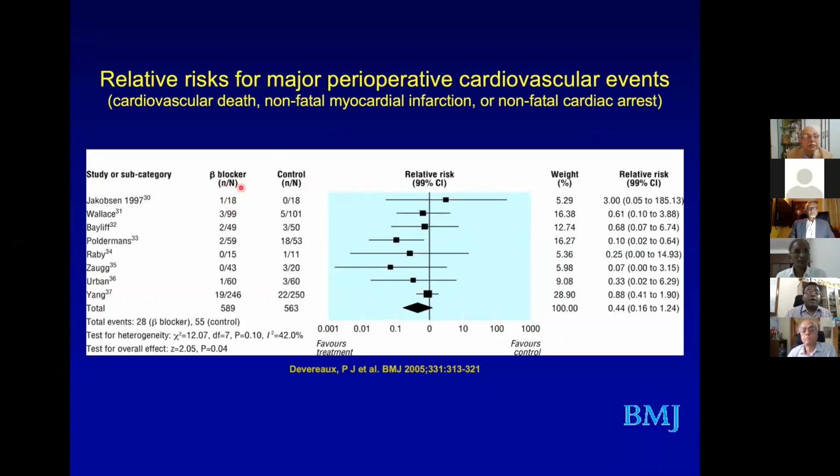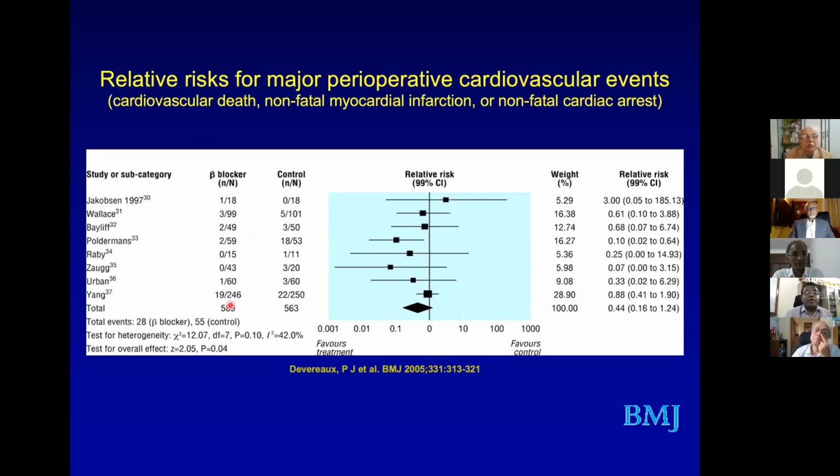Now, N by N, 1 is the event out of 18 people. Here, no events in 18 people. So the sample size of this study is 36. The sample size here, 99 plus 101 is 200. Sample size here is 99, so on and so forth. So the first number gives you the number of any one of these events, and the next number is the sample size in this group.